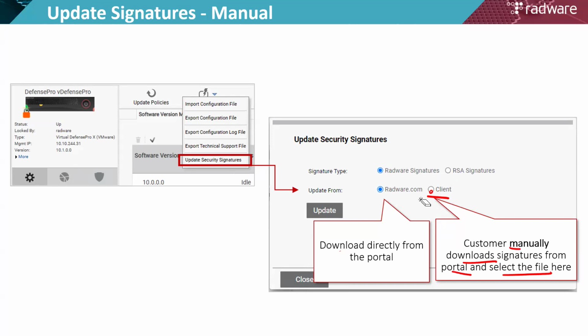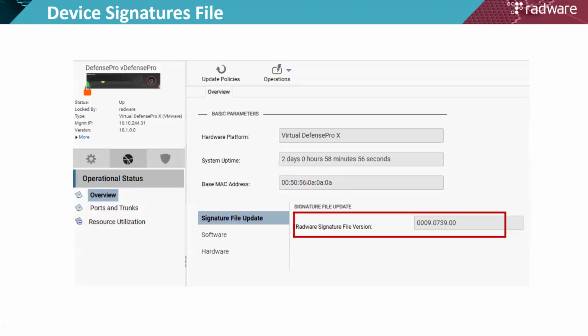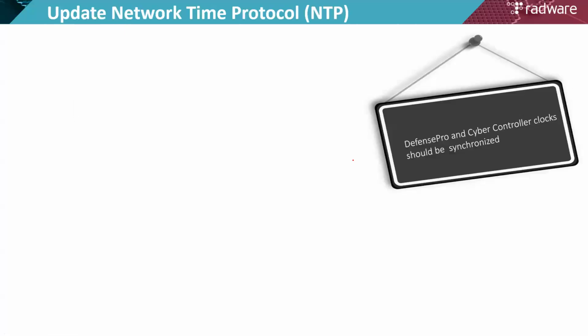So if you're updating from your local PC itself, then select this particular option. Otherwise, if you want to download directly from the Radware portal, use radware.com and click on update. You can check whether the update has succeeded by going to monitoring, operation status overview. Here you can find the relevant signature file version. You can check which signature file version is currently on your DefensePro device to validate whether the signature update was successful or not.